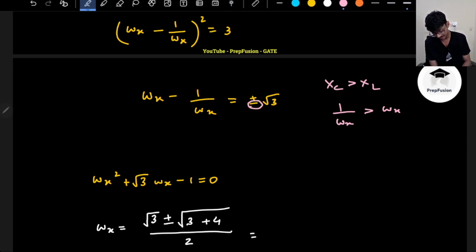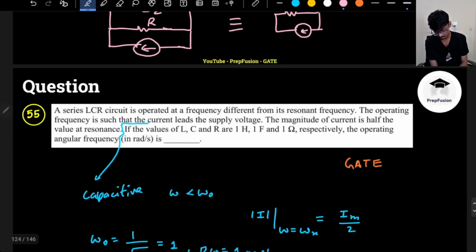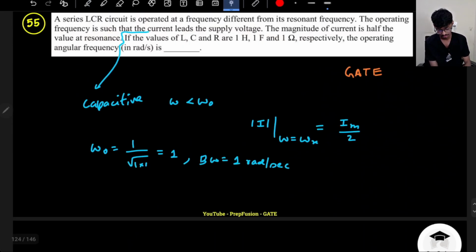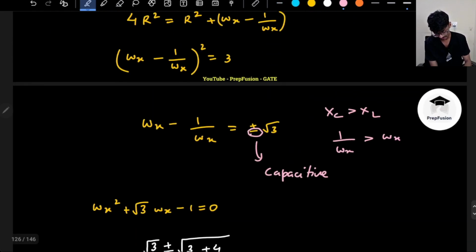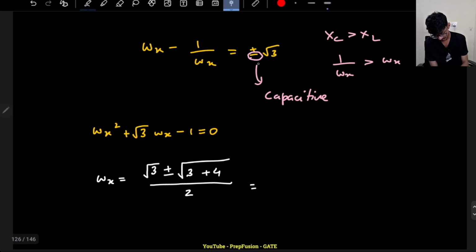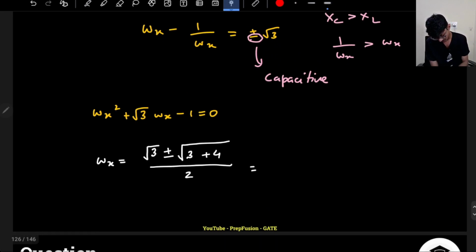That's why the GATE examiner has given you this data. Trust me, whatever data they give, they give accurate data. So the circuit will behave as capacitive. That's why I will choose the negative value. If I choose the negative, on the right hand side this will be plus. And if I multiply omega x, this will be plus omega x minus 1, this will be minus root 3 plus minus root 7.